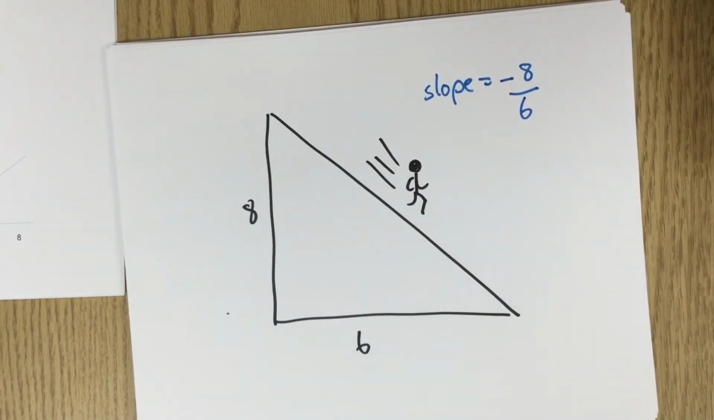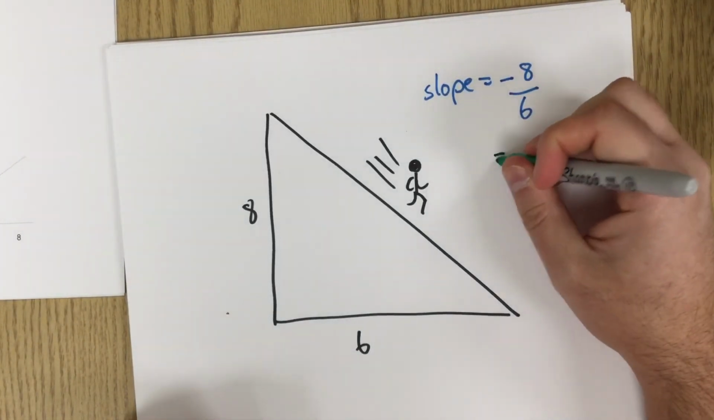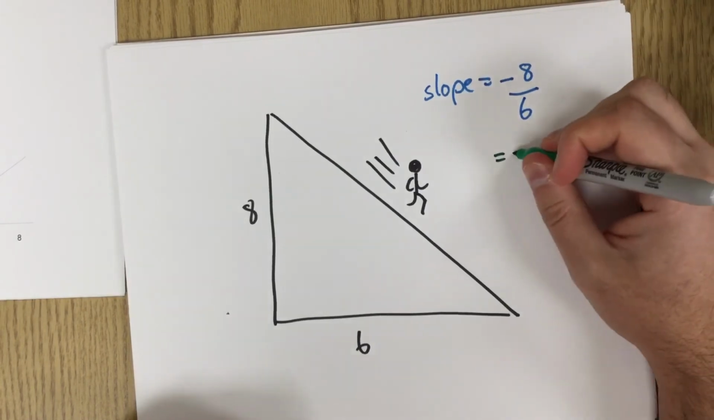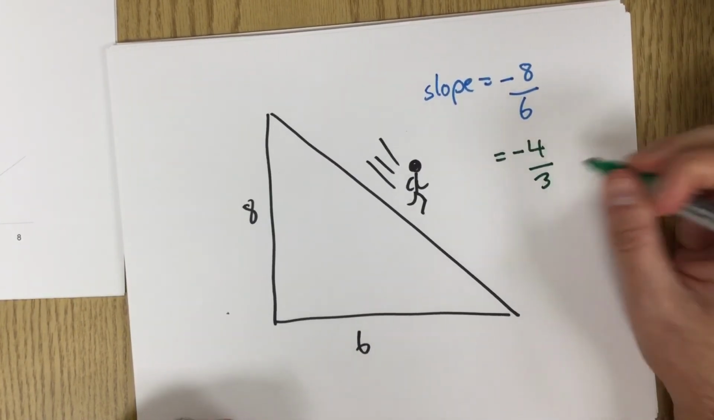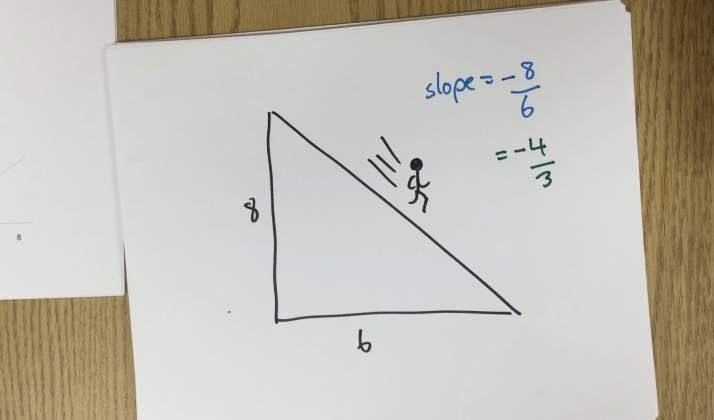So the slope here is negative 8 over 6. Now also, if you were being very mathy, that's a reducible fraction, so we would actually write it as negative 4 over 3. And that would be the final answer. So the slope over here is negative 8 over 6, which reduces to negative 4 over 3.